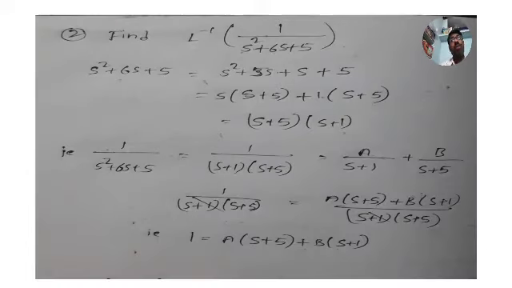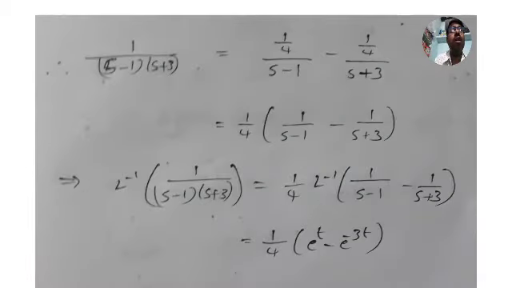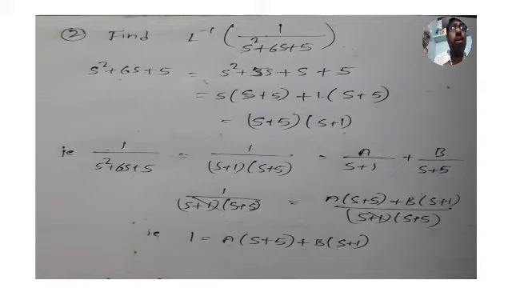So it is somewhat different. Find L inverse of 1 by (s square plus 6s plus 5). In the first problem we had linear factors in the denominator, (s minus 1) into (s plus 3). But in this second problem there are no linear factors. It is a quadratic expression, s square plus 6s plus 5. Now convert this quadratic expression into linear factors. s square plus 6s plus 5 can be written with 6s written as 5s plus s.